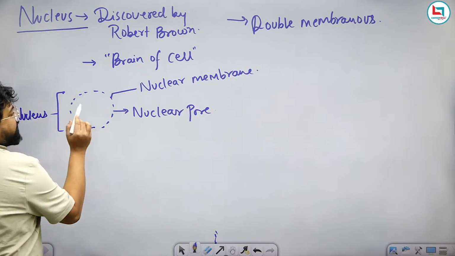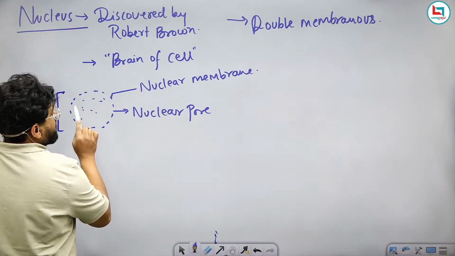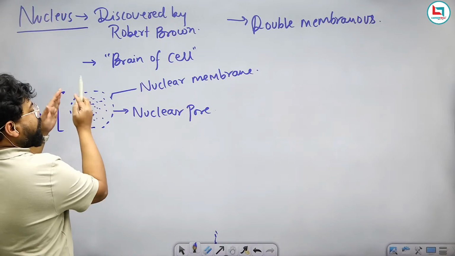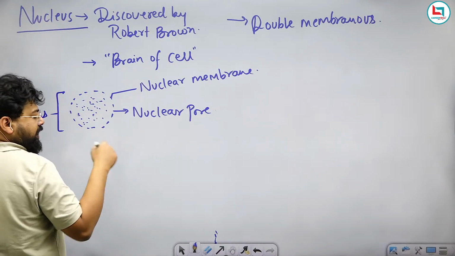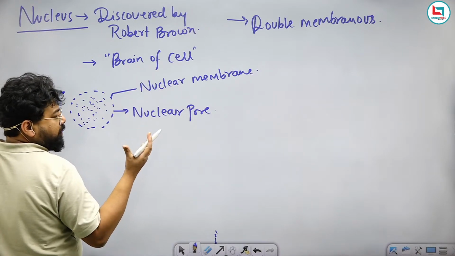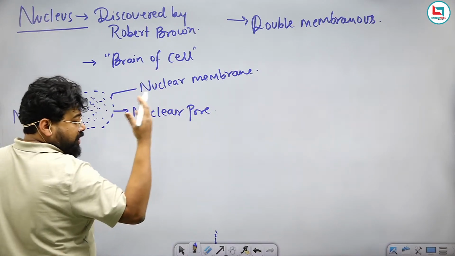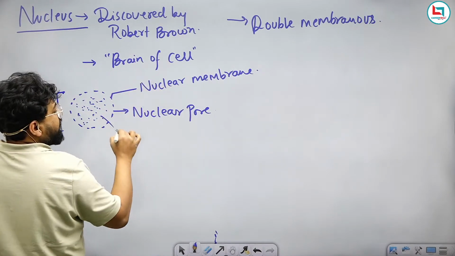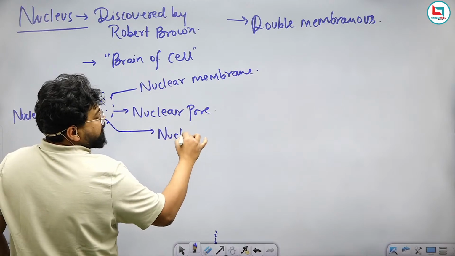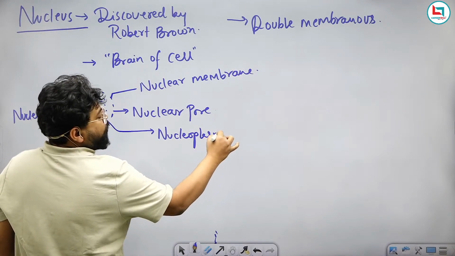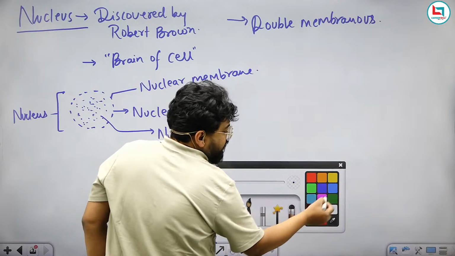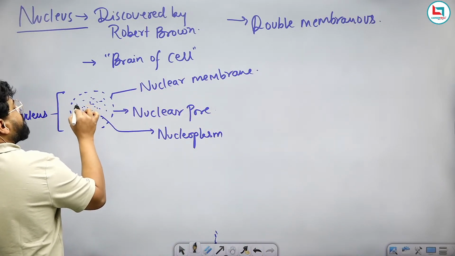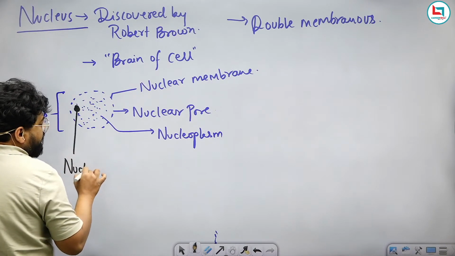The fluid which is present outside the nuclear membrane, enclosed by the cell membrane, is said to be cytoplasm. Similarly, the fluid which is enclosed by the nuclear membrane is known as nucleoplasm. Now, inside this nucleoplasm, we see a dense body of black color, and this dense body is known as nucleolus.